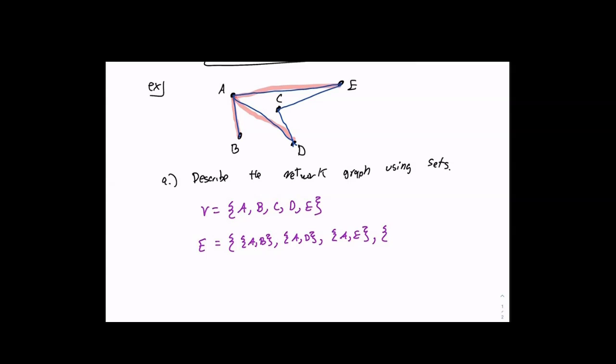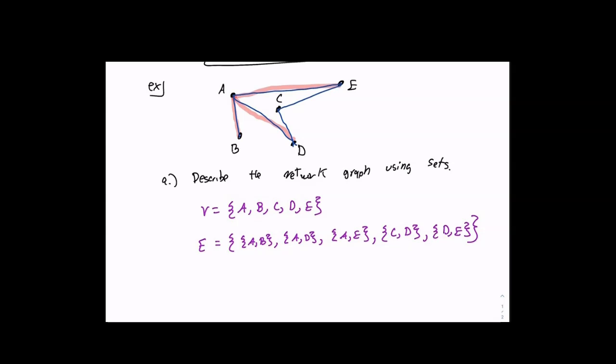DC. Wait, I have a cool question. Does DA count as one? We've already used DA, because DA and AD are the same thing. DE? And DE. And that's it. So right now we're talking about undirected graphs.